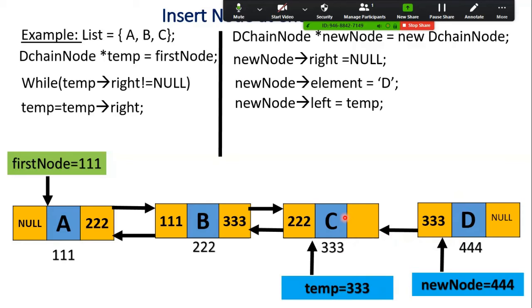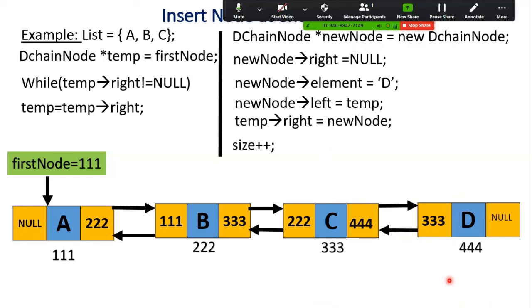Next, establish the forward link from C to D. That is, temp of right should be equal to newNode. After insertion, the size will be incremented. So this is how we can insert a node at the end of a chain.